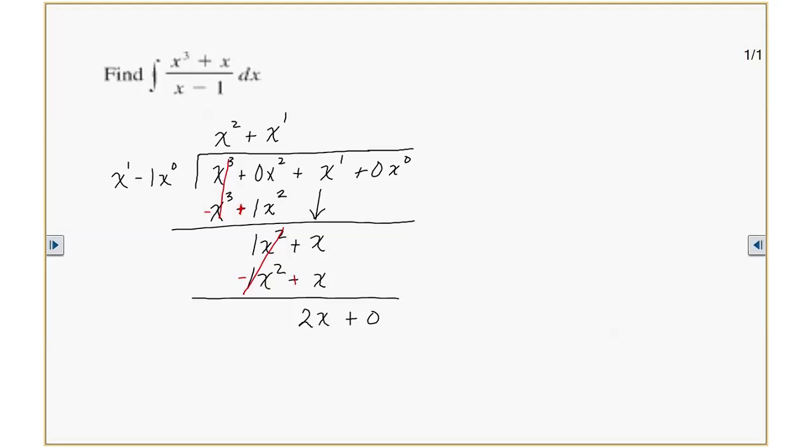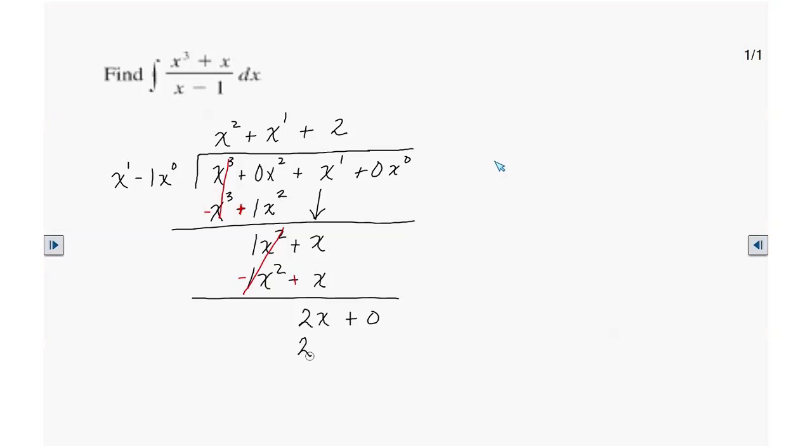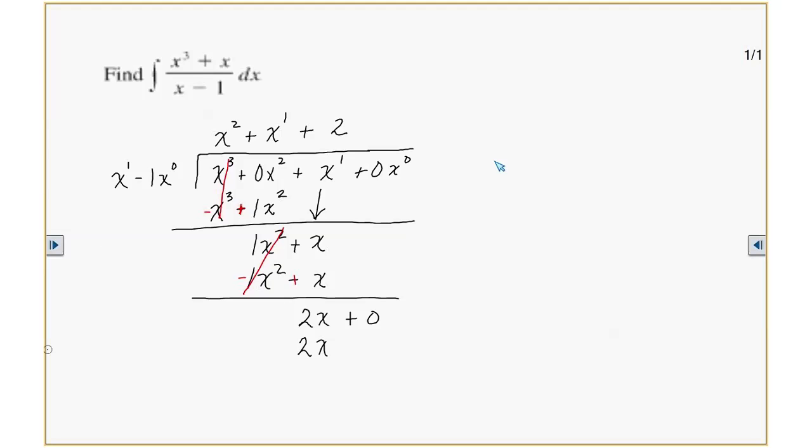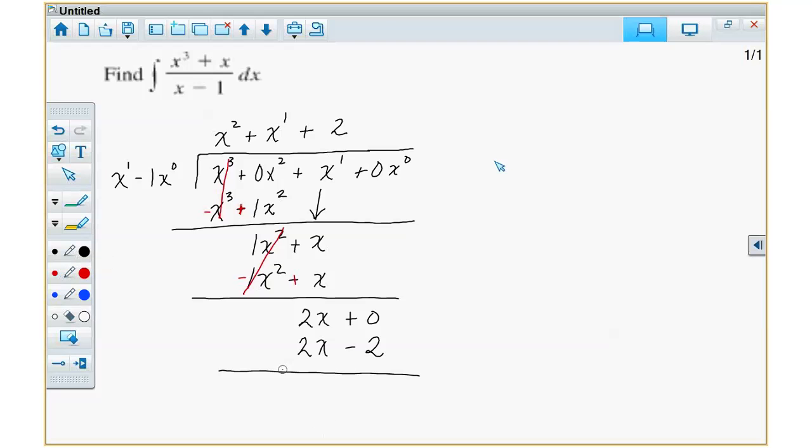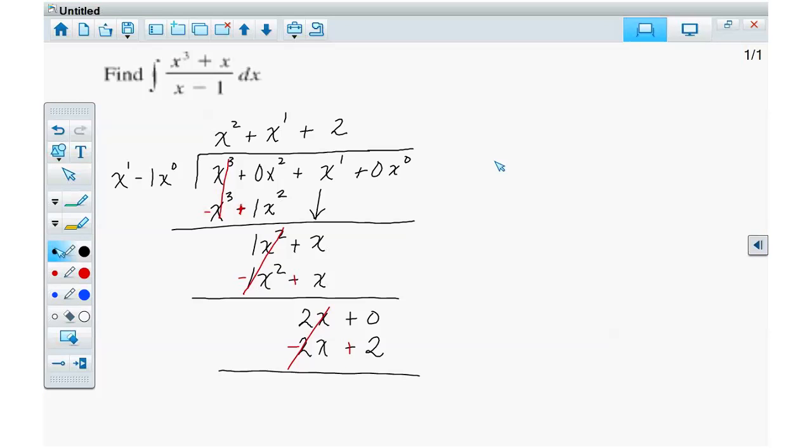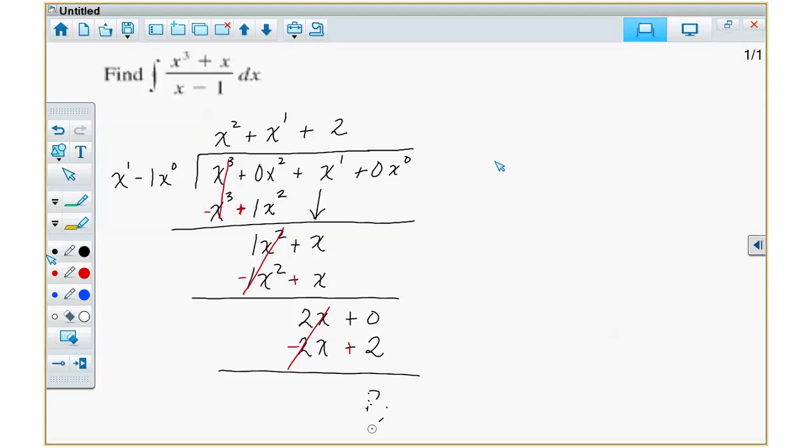Now how many times will x go into 2x? 2 times. 2 times x is 2x. 2 times negative x to the 0 is negative 2. Always subtract. That'll make this a negative. Make this a positive. That goes out. And you have a 2 remainder.